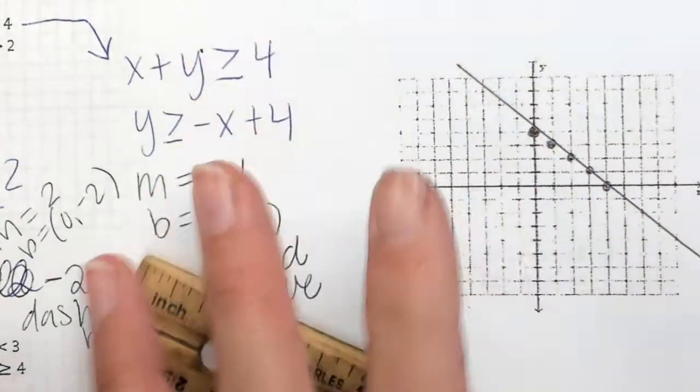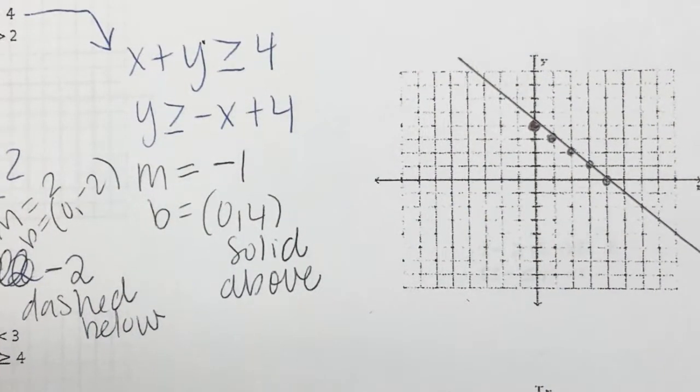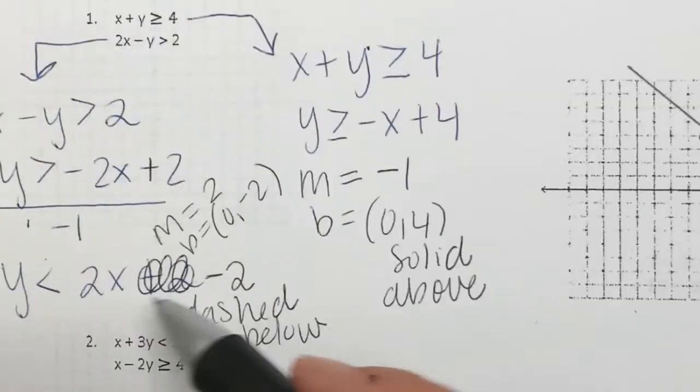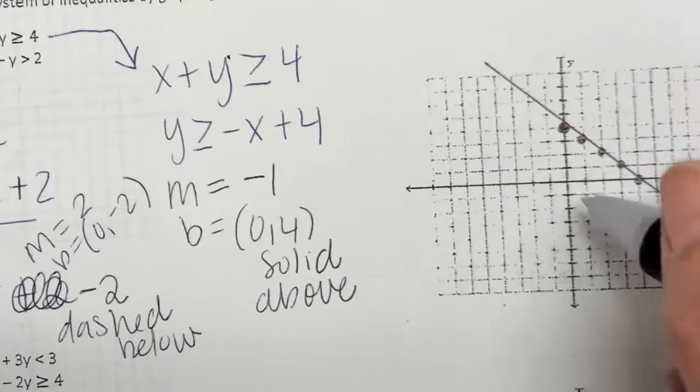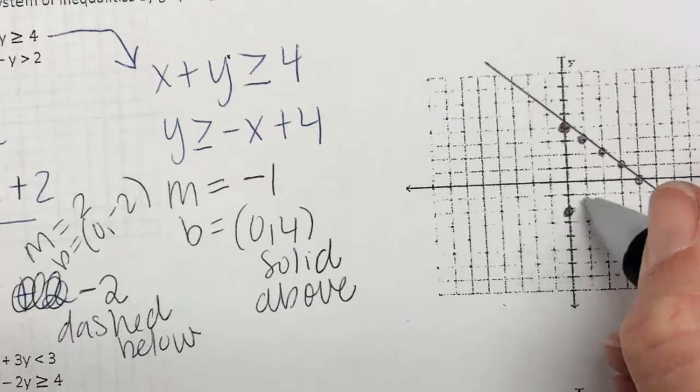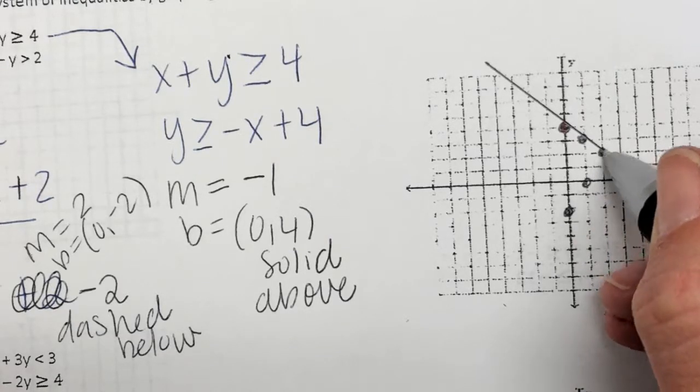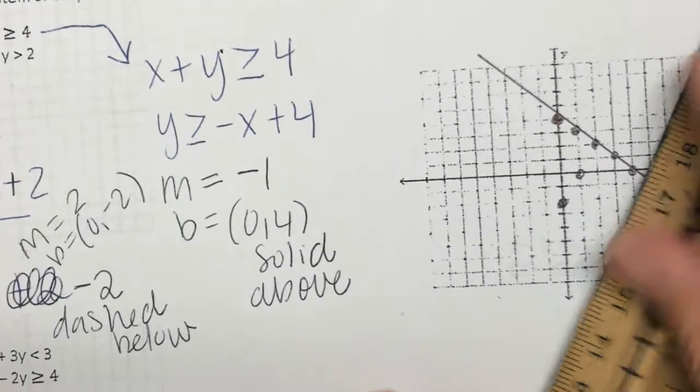And let's graph both of the lines first before we do our shading. So on this one, I graph negative 2, and then I go up 2 over 1, up 2 over 1, and it should be dashed.